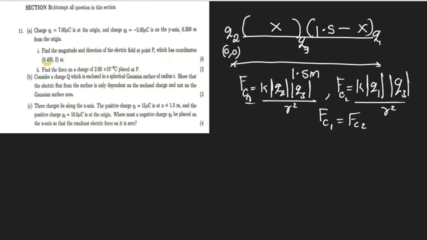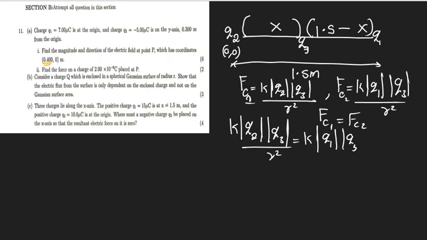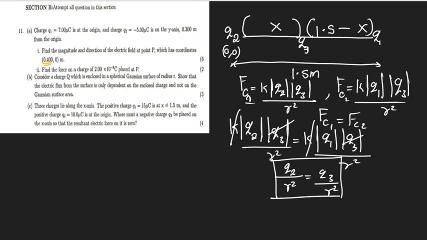So if you equate them, you discover you're going to have something like Coulomb's force Q2 Q3 over r to the power 2 is equal to Coulomb's force Q1 Q3 over r to the power 2. You can cancel out the K, cancel out the Q3. At the end of it all, you're going to remain with Q2 over r to the power 2 is equal to Q1 over r to the power 2. This is the formula we shall use.